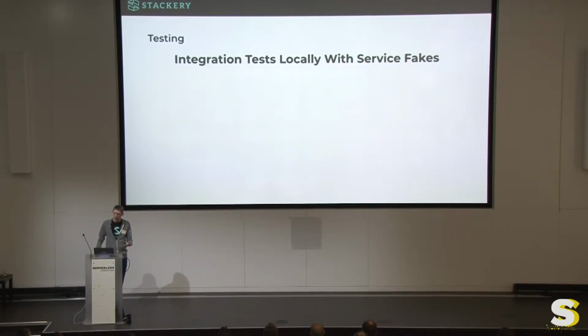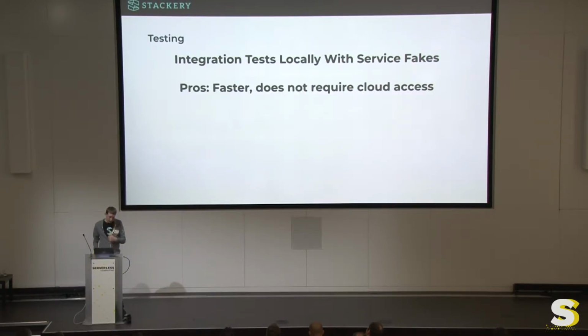Integration tests with local fakes. This is where you run a version of a piece of server software locally, oftentimes in a Docker container, that is a stand-in and behaves very similarly to other services you're using. So there's fakes for API Gateway, fakes for DynamoDB and S3, so that it looks the same to your software, even though it's running on your laptop. And the benefit of it is that it tends to be faster. You don't have to redeploy everything to the cloud to test, and it doesn't require cloud access at all.